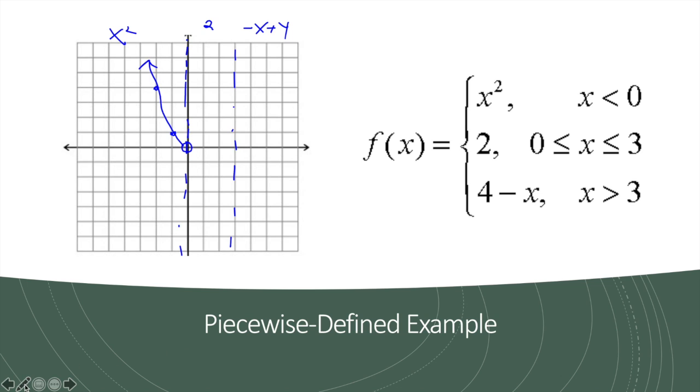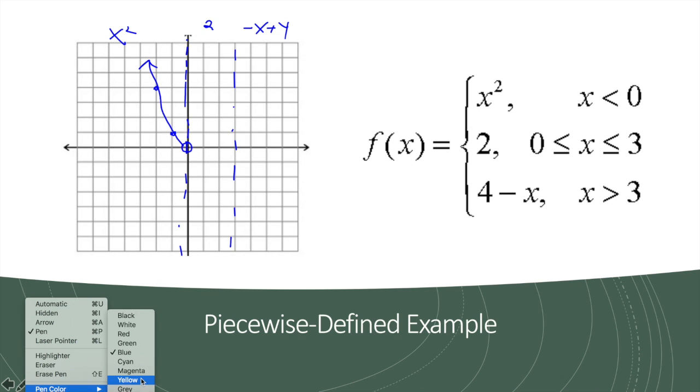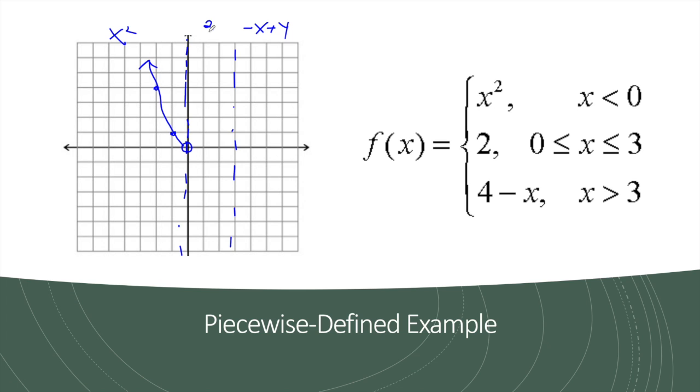Okay, so next, let's try magenta. So now I have that my function is 2, right? F of x equals 2. So when x is 0, y is 2. When x is 1, y is 2, right? This graph is going to be a horizontal line, and my endpoints are included. I'm trying to make those circles nice and big because I have 0 is less than or equal to x, and x is less than or equal to 3.